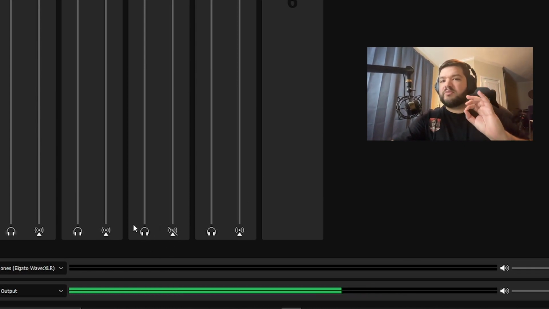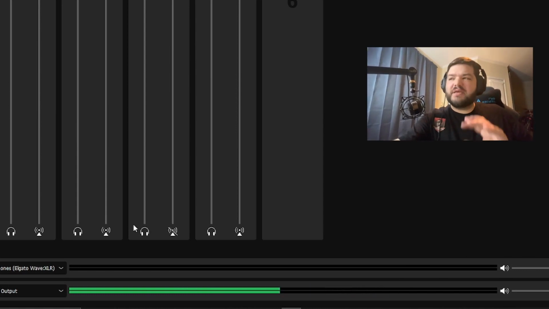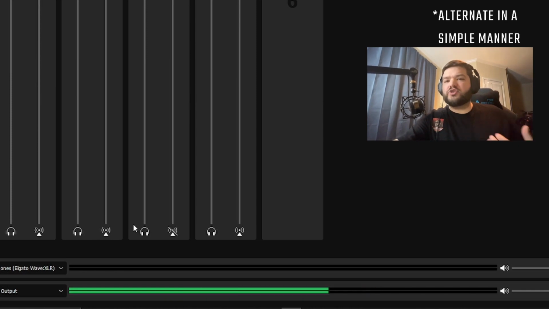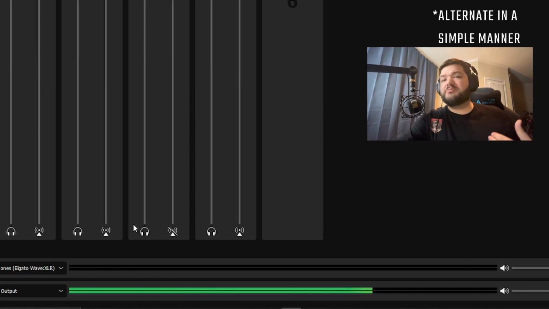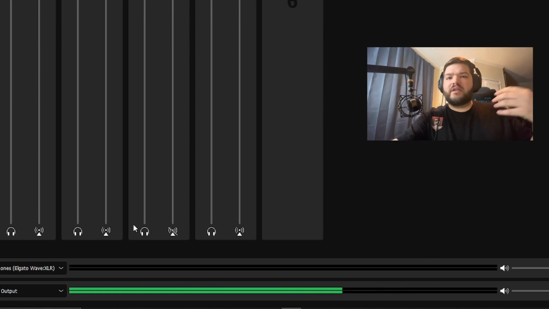This is something I wish the GoXLR Mini had on those faders, where I can just basically alternate. I can switch between what is being output and what is being input to each of them, or switching between what I'm hearing versus what is being output into my system essentially.